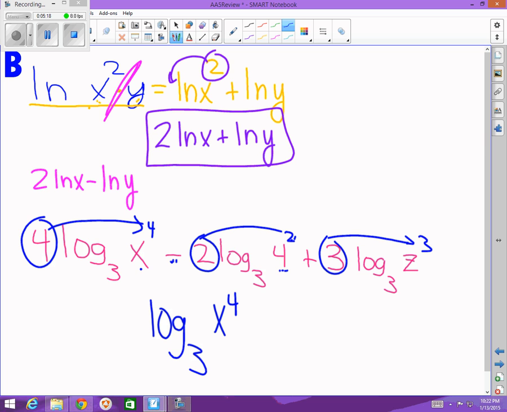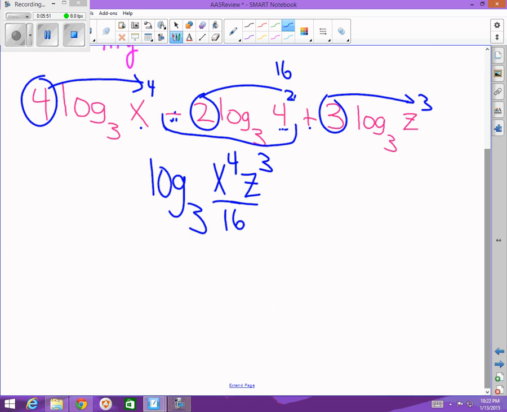Well, 4 squared is 16, so minus 16 means we have to divide by 16 because subtraction means division. Just like here, division means subtraction. And then here we have plus z cubed. Well, because it's plus, it means it's multiplied, so that would be z to the third in the numerator. This is the only part that is being divided, so the 16 is the only thing in the denominator.